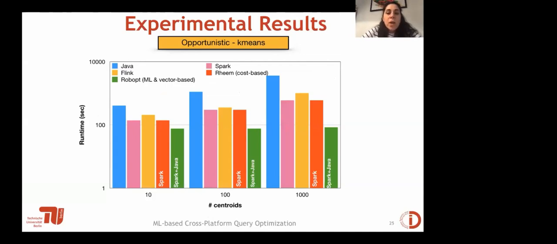And finally, here we can see an experiment where we allow Rheem to choose two or more, a combination of platforms for one query. Here we have k-means. And we can see that Robopt chooses a plan that is superior to the plan chosen by the cost-based optimizer by combining Spark and Java.